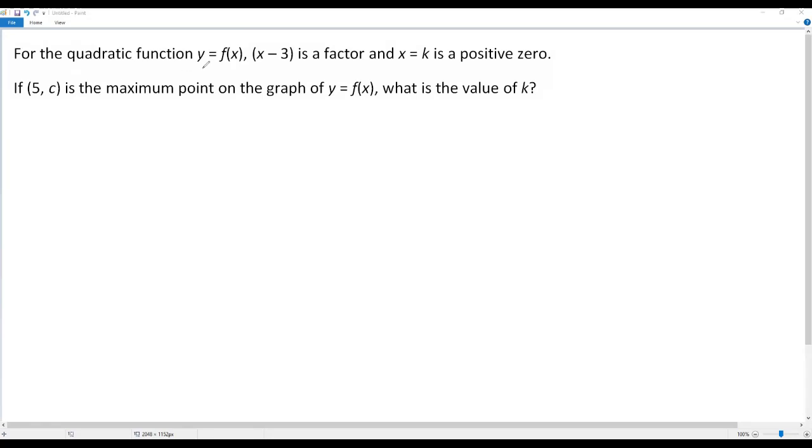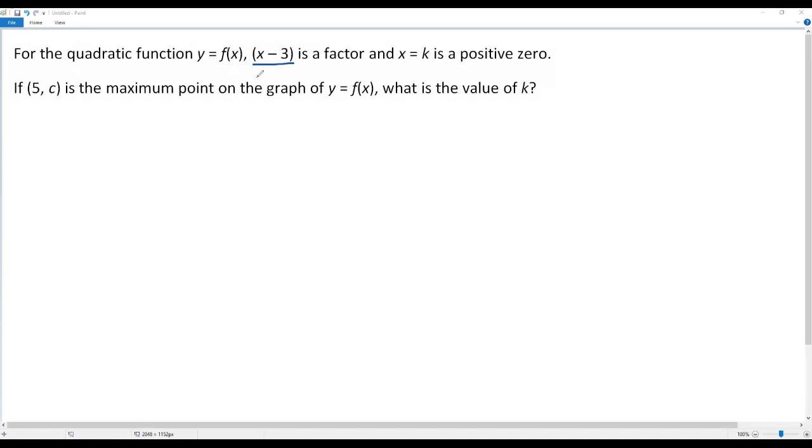For the quadratic function y equals f of x, x minus 3 is a factor and x equals k is a positive zero. If (5, c) is the maximum point on the graph of y equals f of x, what is the value of k? The question says x minus 3 is a factor of the quadratic function y equals f of x.